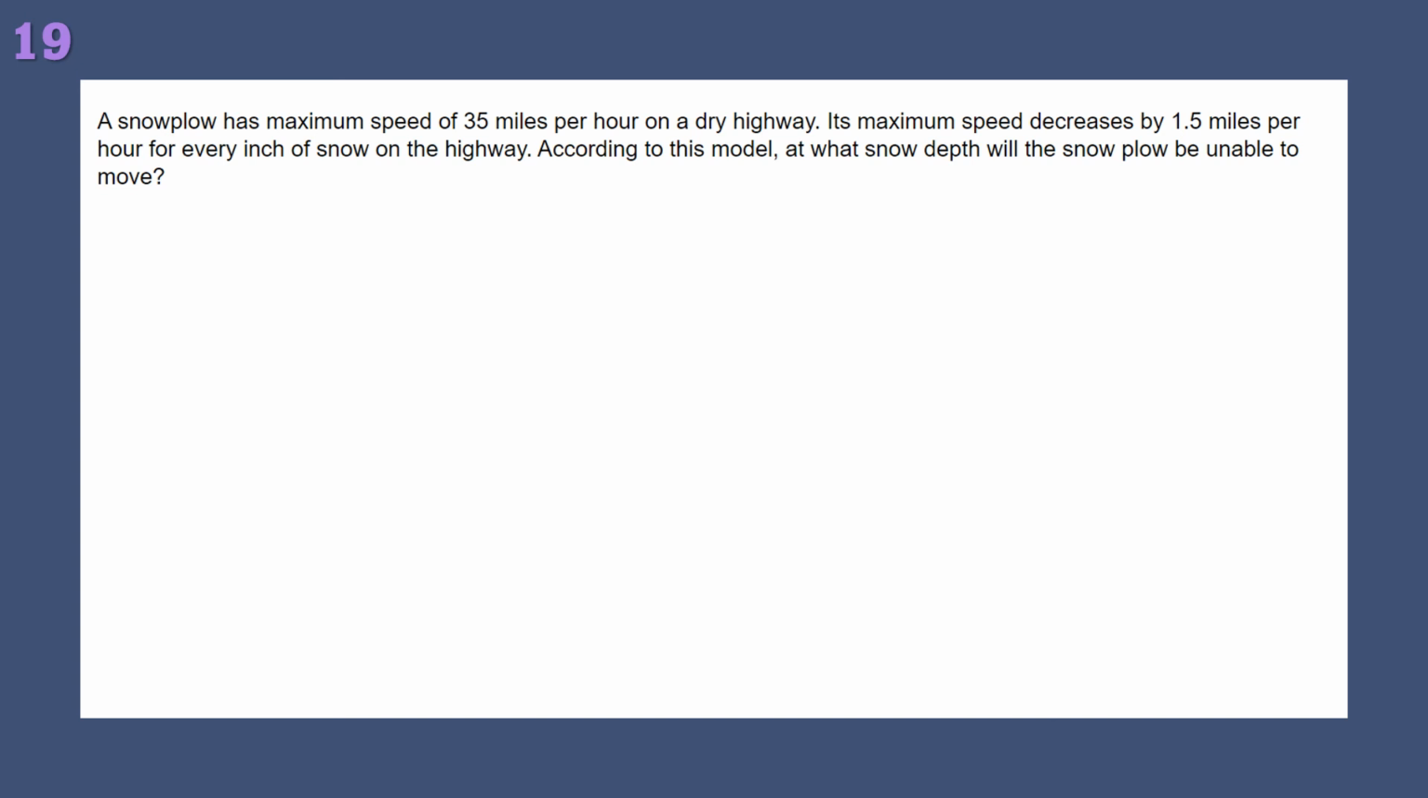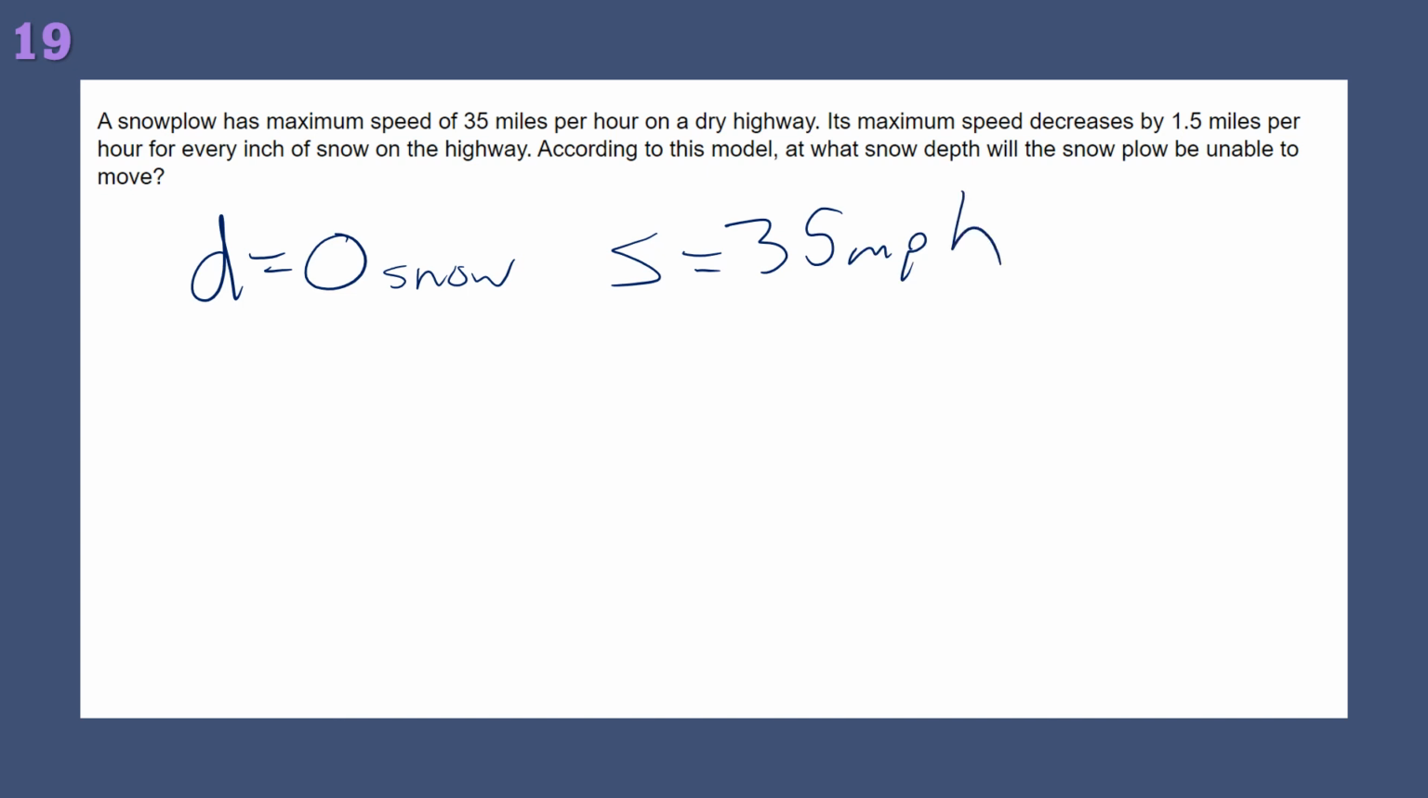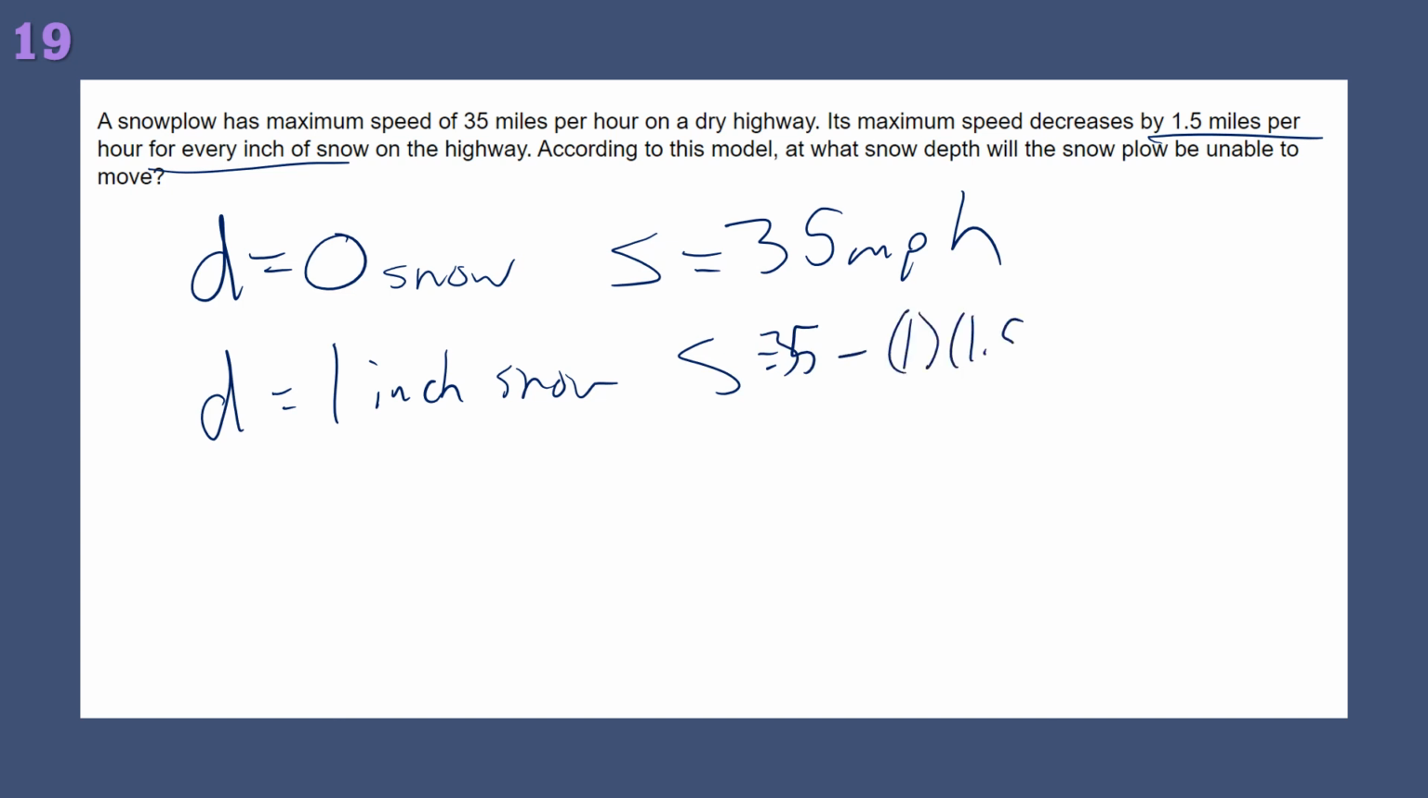So let's run some numbers here. First off, let's say the depth of snow was 0. So if there's 0 snow, what is my speed? Let's use S for speed. Then we'd be going 35 miles per hour. The follow-up would be, what if there was 1 inch of snow? Now, according to what it says up here, its speed decreases 1.5 miles for every inch. So we're going to take that 35 we had minus 1 times 1.5.